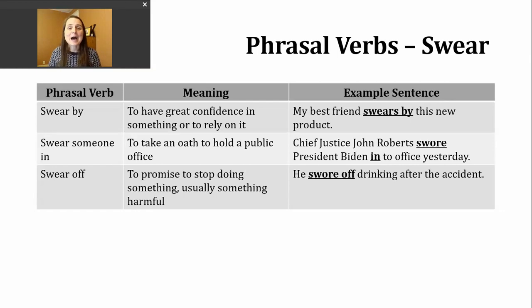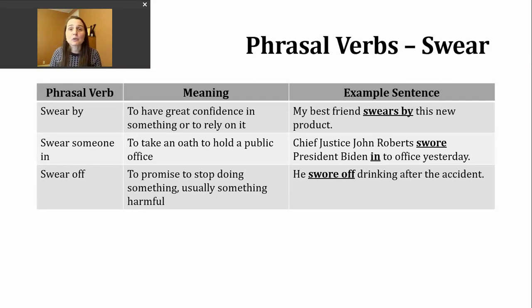So again, much like you might see in a movie or television show in a courtroom, President Biden stood up, raised his hand, and repeated a series of promises to uphold the Constitution and protect the United States.